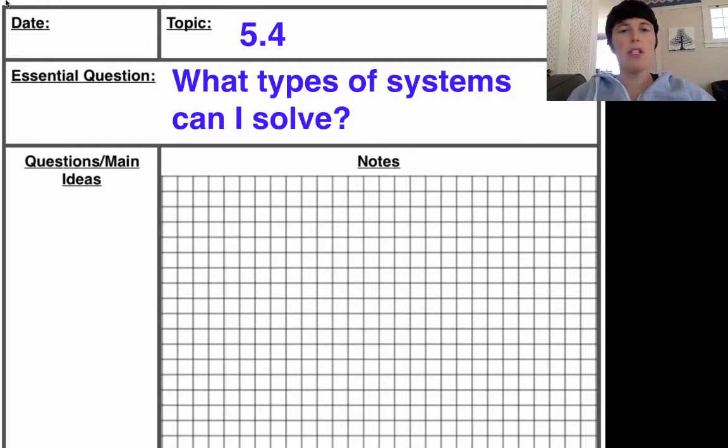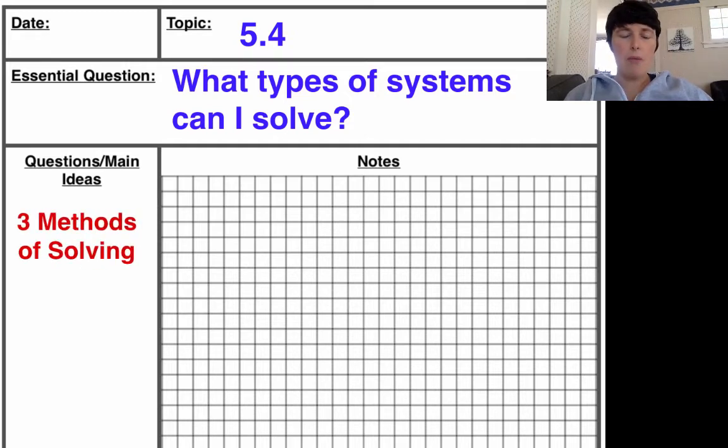And here's the essential question. What types of systems can I solve? So we're kind of down to the end of this chapter. We're kind of wrapping up what we know about systems. And one of the things we've been learning is how to solve a system without having to graph.